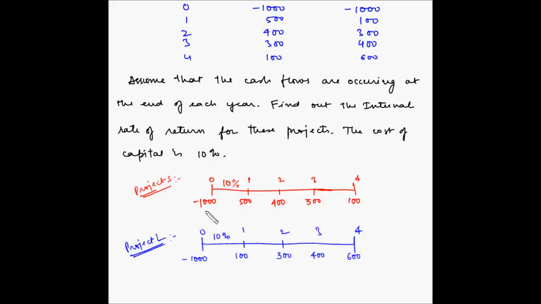Note that the cash outflows are represented with a negative sign. This negative sign is just to indicate that this is a cash outflow from your pocket, and the positive signs indicate that these other cash flows are cash inflows. That means they are coming into your pocket. So let us first take project S and find out the internal rate of return, or IRR.